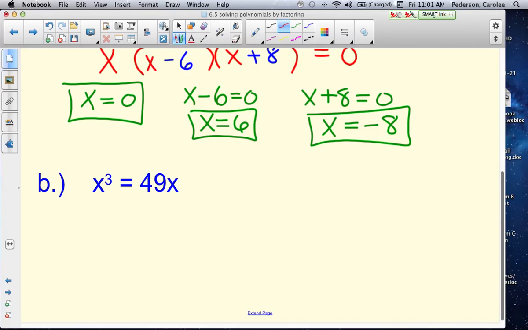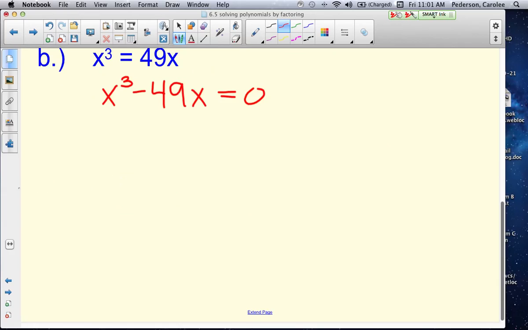We're setting it equal to 0. So I'm going to bring that 49x to the left. So I subtract 49x from both sides. Then I look, the first thing is there a GCF or not? And yes, there is. I can take out an x. So I'm left with x squared minus 49. Now I look inside the parentheses. What are the methods I can do if I have 2 terms? I can use the difference of squareds or the sum and difference of cubes, which I learned in section 6.4.